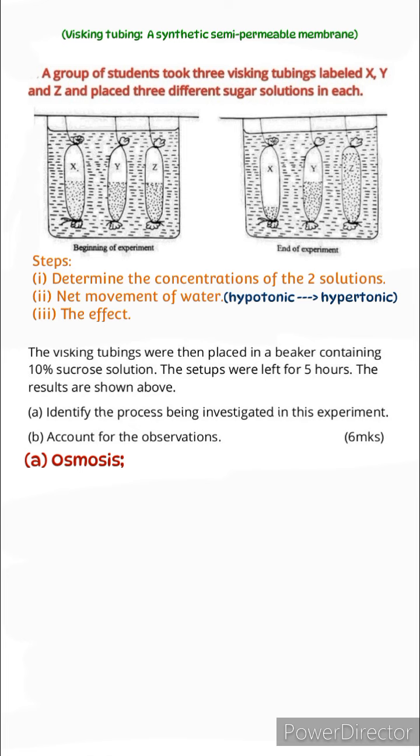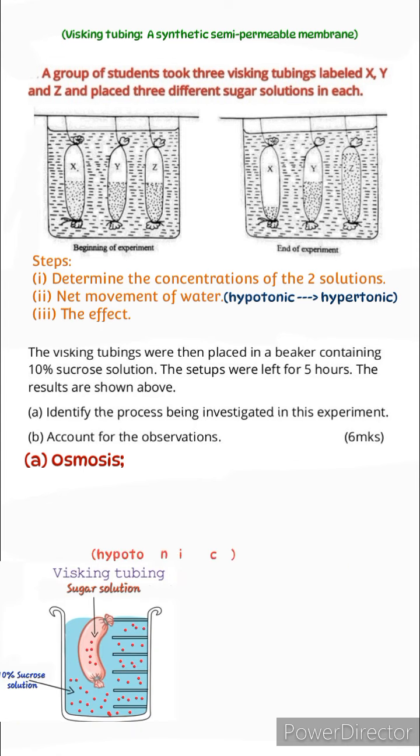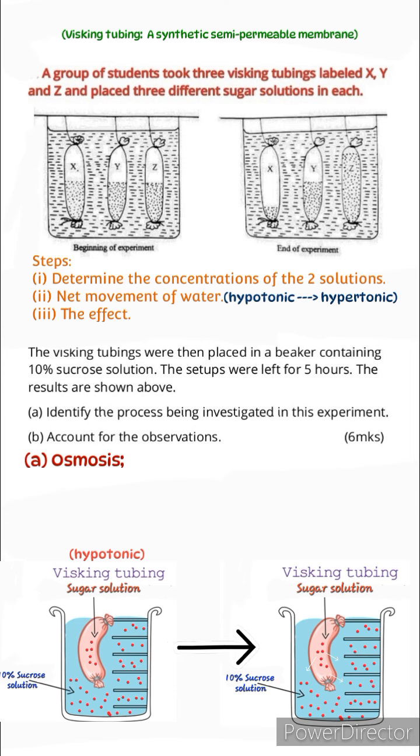Now, let's start with X. In the case of X, there's a decrease in the solution in the whisking tubing. The concentration in the whisking tubing is hypotonic. Now, remember, water molecules will always move from a region that is hypotonic to hypertonic. So that means that if we are talking about a decrease, the water molecules moved from X into the surrounding solution. So that's how we're going to start out our answer.